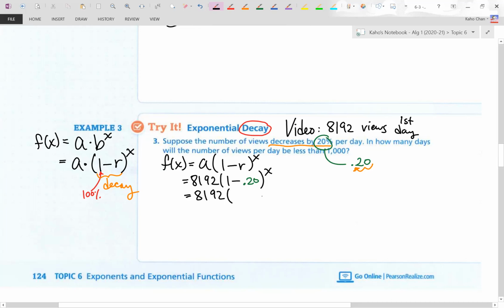Oh, 1 minus 0.20? Interesting. That is 0.80. Let's think about that for a second. We don't want 100%. We only want 80% of yourself each time. You're going down 20%, but you're at 80% of your value. This is the base, folks, which is 80%, okay? Makes sense?